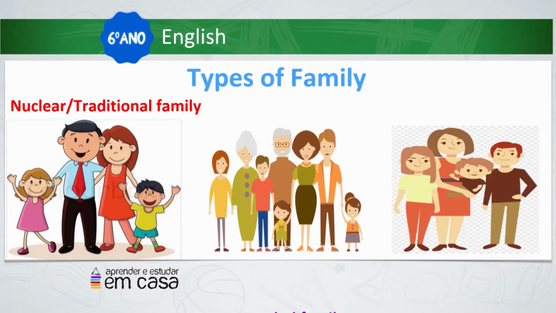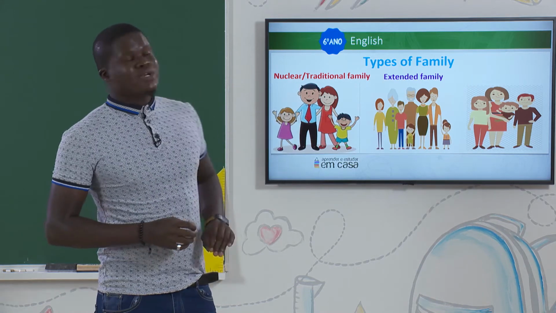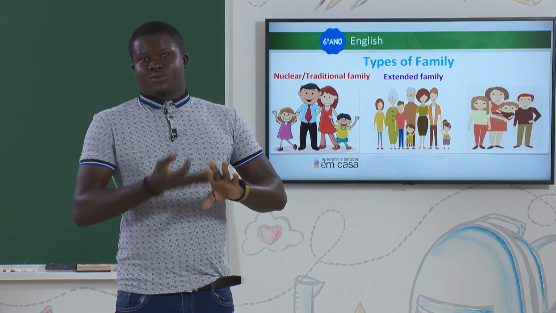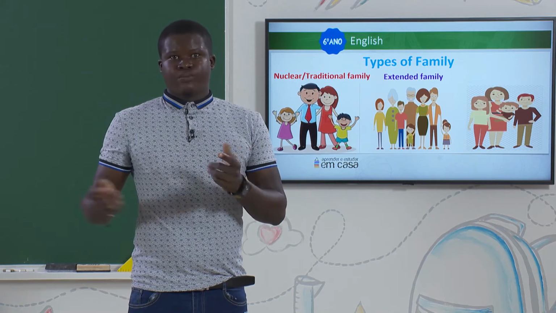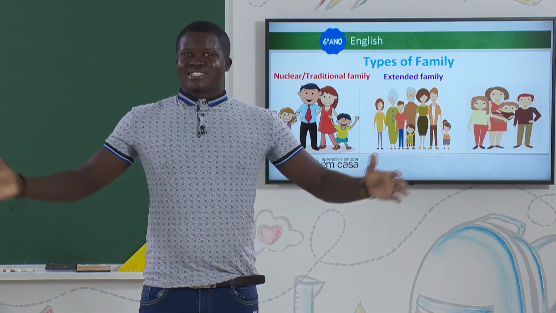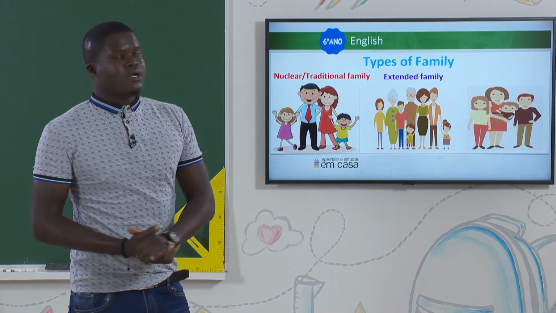And then we have a different one, which is the extended family. This one is much bigger. In extended family, we can find the father, the mother, the grandparents, grandchildren, sometimes even the cousins, the uncle and aunt, all of them living together in the same house. So they are called extended family because they are much larger than the nuclear one.